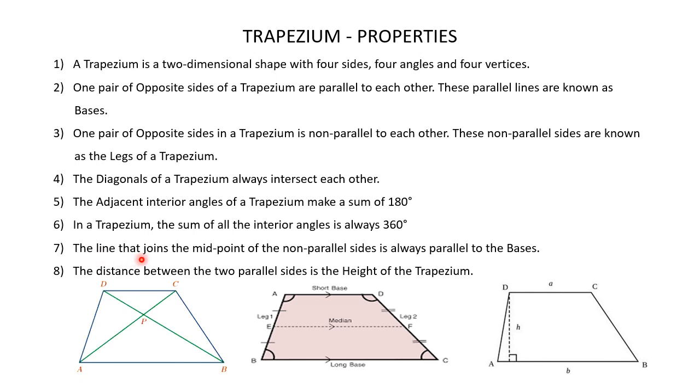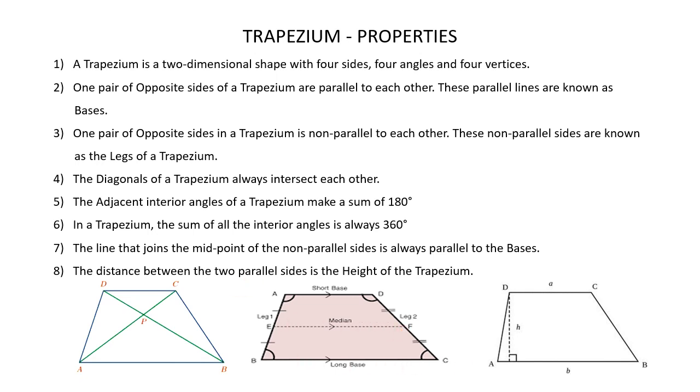The line that joins the midpoints of the non-parallel sides is always parallel to the bases. Now here in this trapezium ABCD, the non-parallel sides are AB and CD. The midpoint of AB is E. The midpoint of CD is F. This is the line joining the points EF. Now this line is always parallel to the bases. Here the bases are AD and BC. So EF is always parallel to AD, and EF is always parallel to BC.